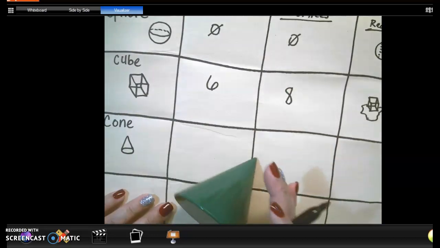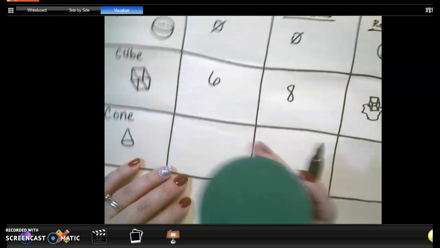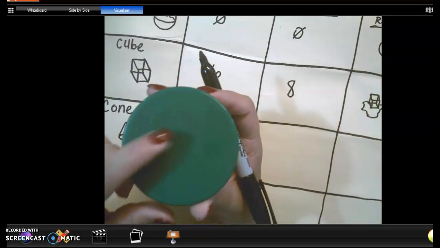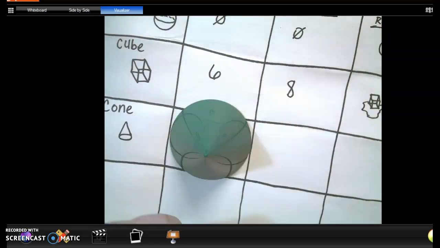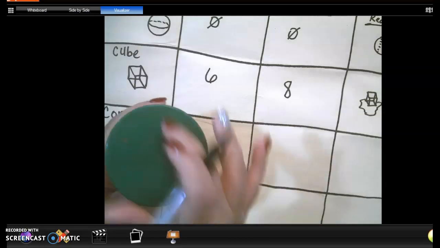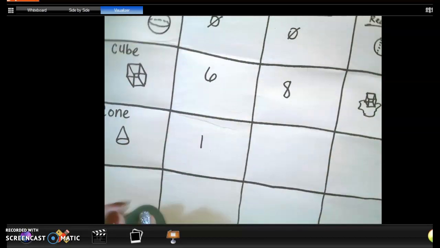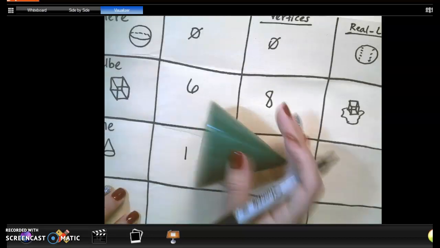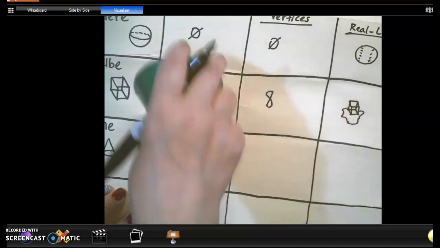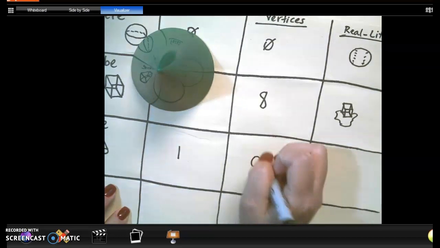And the cone on this side, it does roll around, but it does have one face. It's going to be this one shaped like a circle, because you can lay it down like this, right? So it does have one face that looks like a circle. Vertices, it doesn't have any because there's no sides that meet at a corner. So vertices is going to be 0.